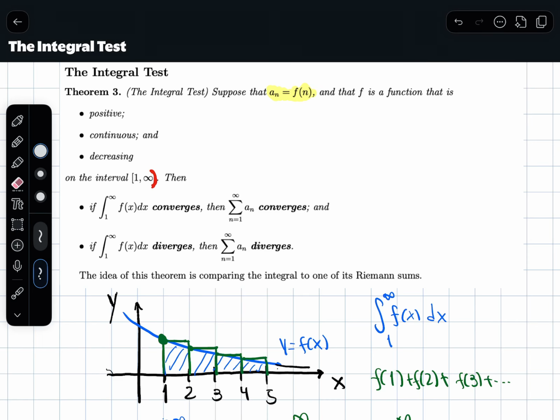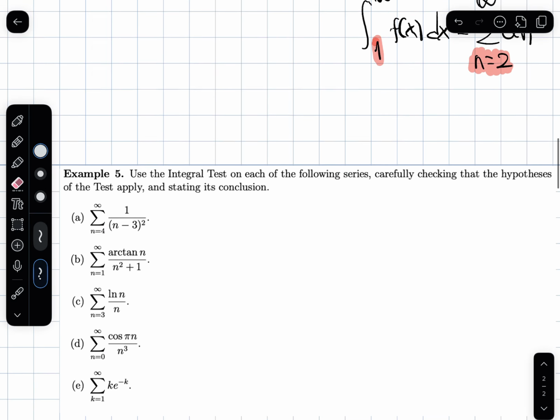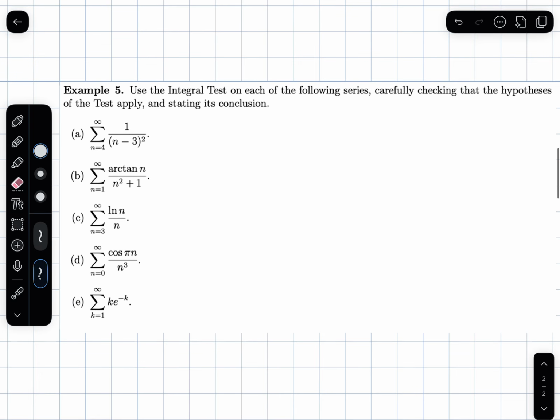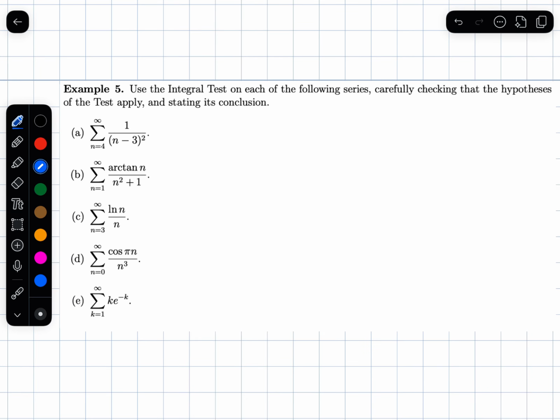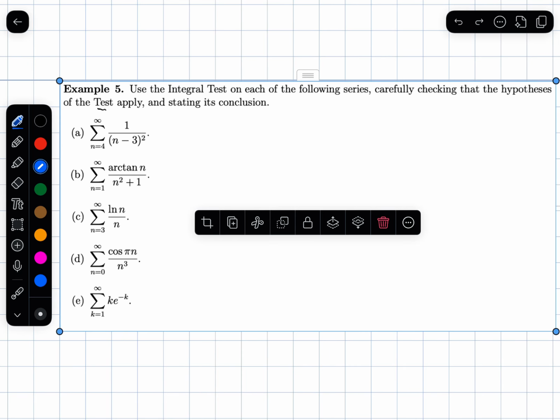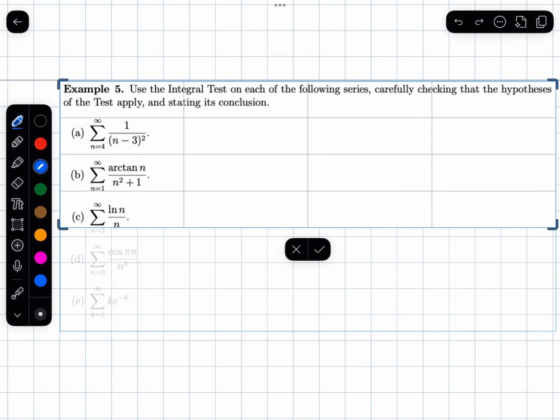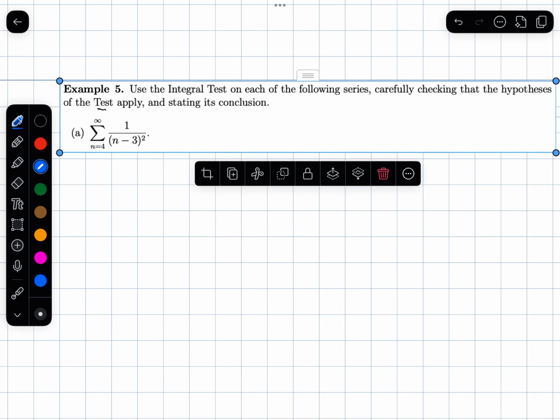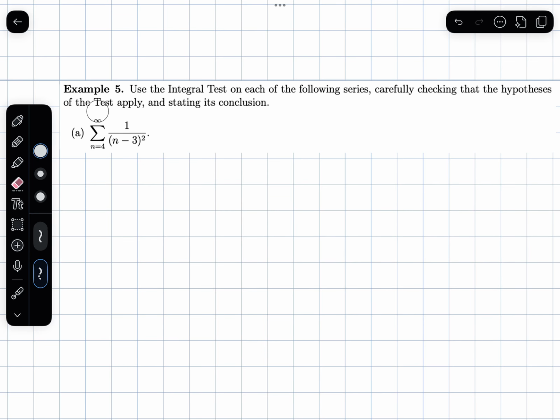Okay, so let's apply the integral test to a few series. I have 5 examples here. Here's the first one. Okay, A is this guy. Let's solve A first. So how do I get my f of x? Let me hide the other ones. I'm going to talk just about A for a while. How do I get my f of x? f of x is whatever function you get by replacing n with x.